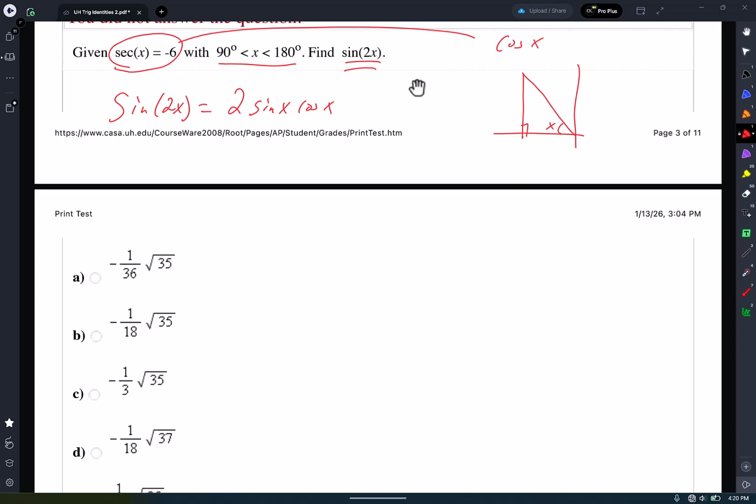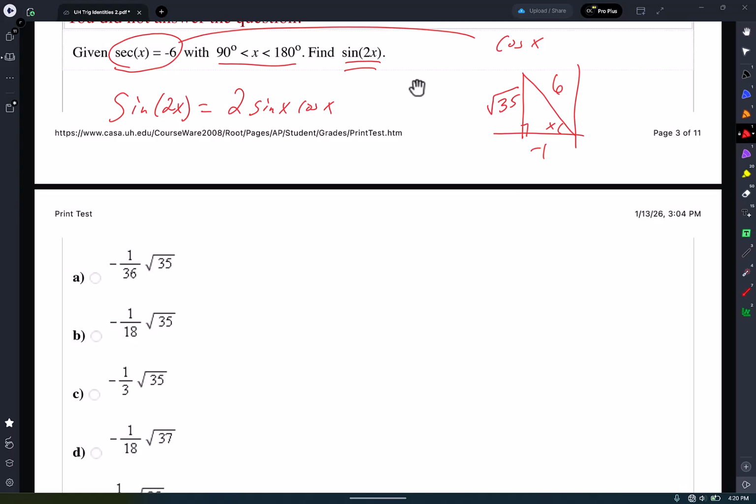So here we go. Cosine is adjacent over hypotenuse. So this is going to be negative 1, 6. 6 squared is 36. 1 squared is 1. 36 minus 1 is 35. So this is the square root of 35. It doesn't break down, 6 times 5, so leave it alone. Because I'm in quadrant 2, it's positive.